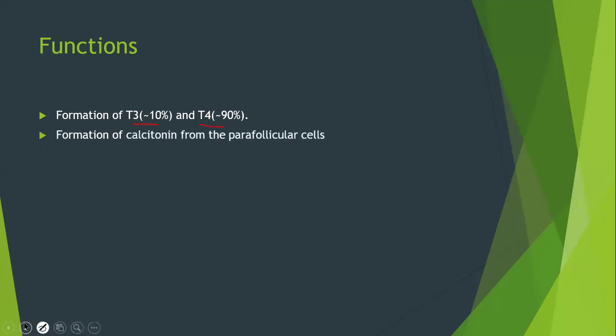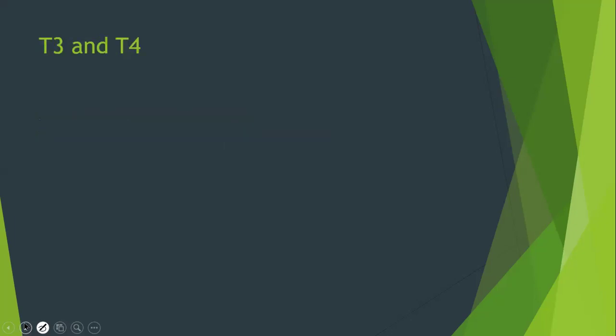Now, another function of the thyroid gland is production of calcitonin, and this one is usually produced from the parafollicular cells of the thyroid gland. So we're going to understand the functions of calcitonin in our other videos or our other lectures.